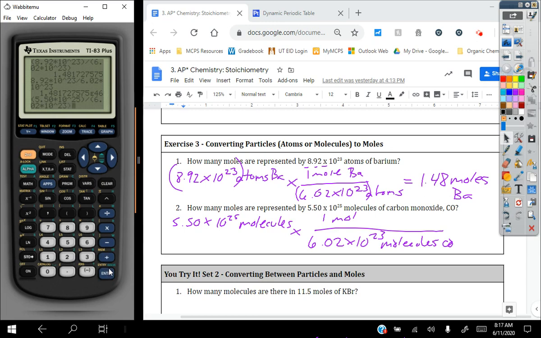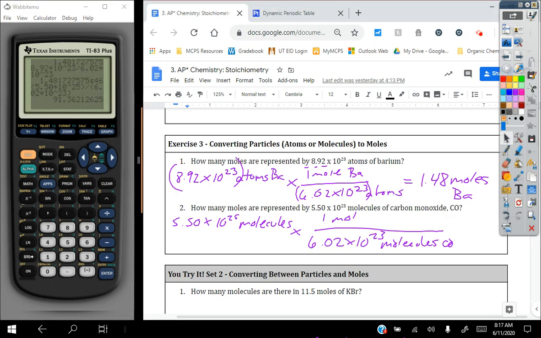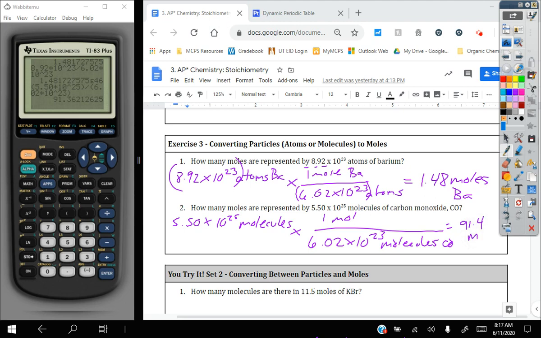So notice this time I left out the 1, and that's fine. It's like I said, it works both ways as long as you have your numbers in parentheses. This is a large amount of moles. If we're looking at appropriate sig figs here, we've got 3 sig figs in our original answer, so 91.4 moles of CO is my final answer here, because 91.36 would be 4 sig figs. We round that up to 91.4.